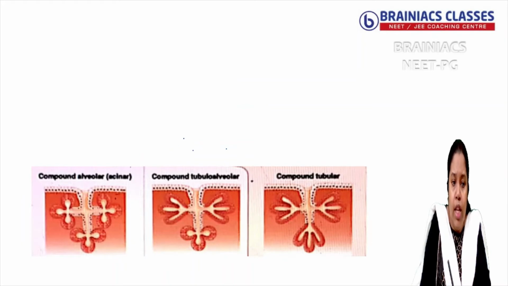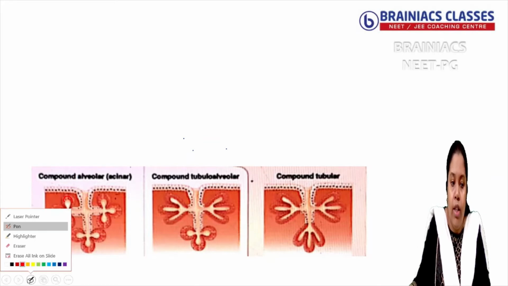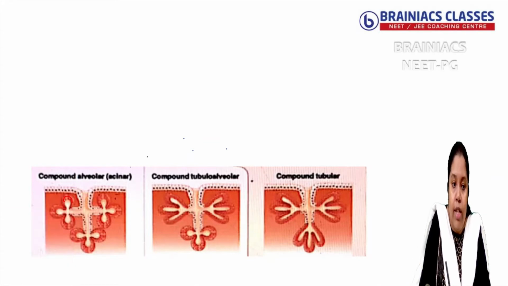Can you see this is the compound alveolar? So the alveolar part, the secretory part forms the alveolar part. Okay, the secretory part is the alveolar part. Then this is the individual duct, and this is the common duct.